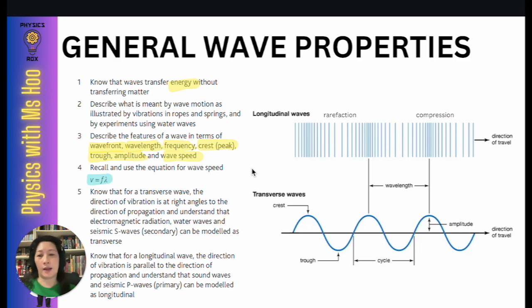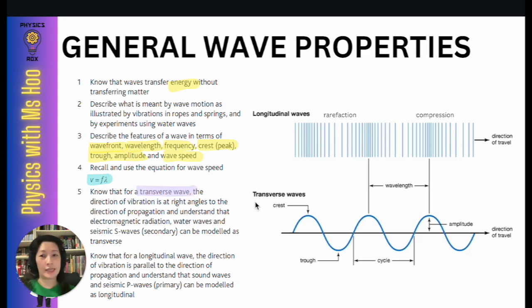Now, you also need to know the equation for wave speed. v equals f lambda, where v is the wave speed, f is frequency, and lambda is wavelength. You also need to know that for a transverse wave, the direction of vibration is at right angles to the direction of propagation. This is the definition for a transverse wave, which you do have to know.